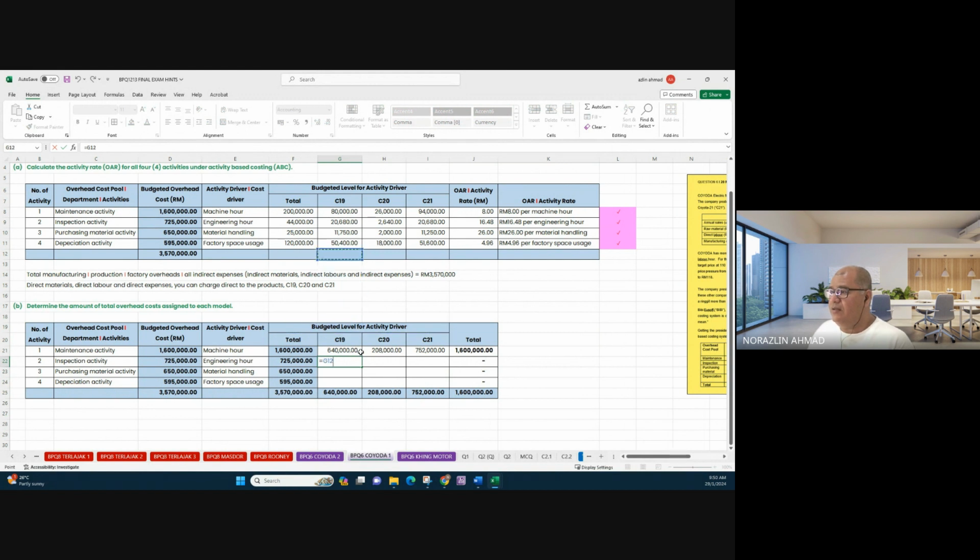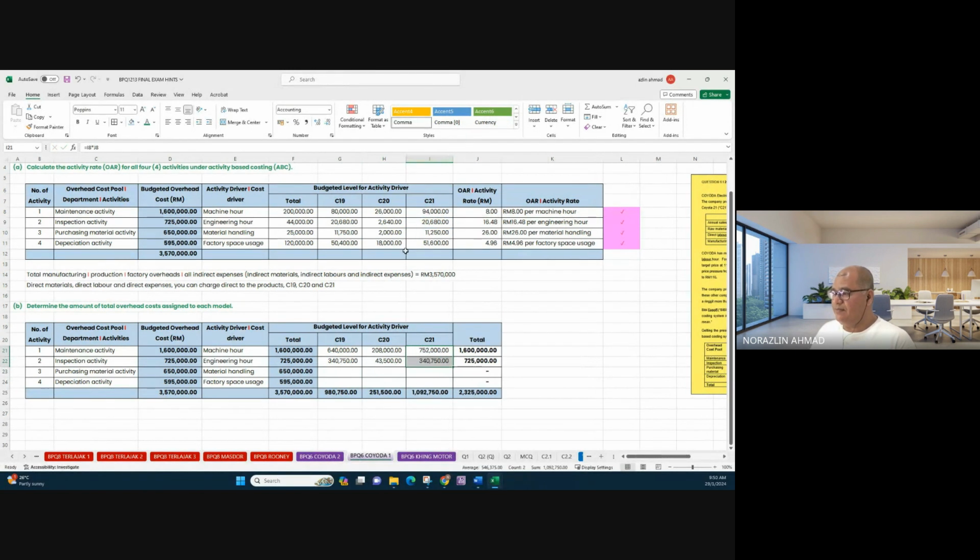Okay, this one, 2680 you times by this one. This one, 2640 you times by this one. This one, 26 you times by this one. There you get the figure.